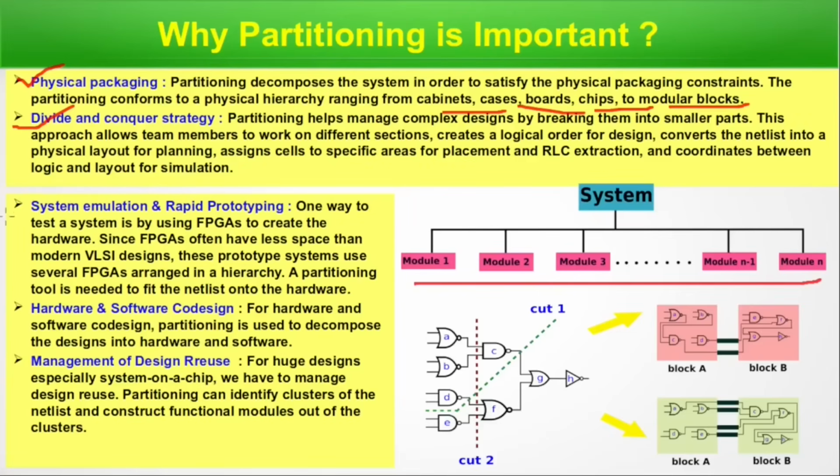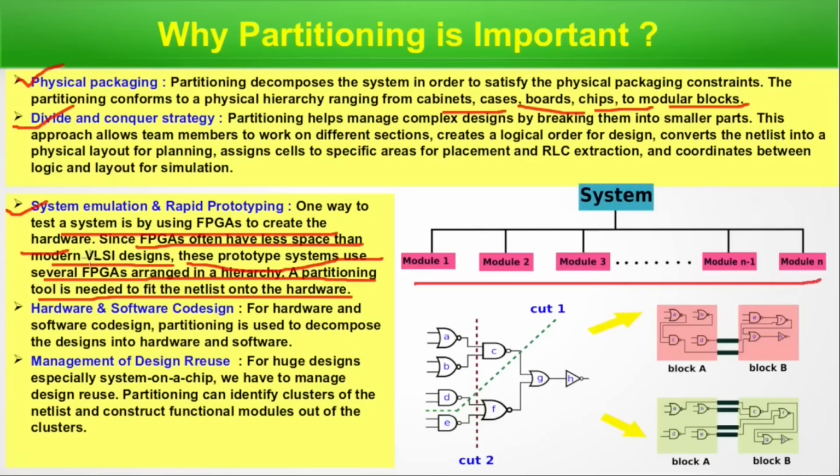Now, system emulation and rapid prototyping. One way to test a system is by using FPGAs to create the hardware. Since FPGAs often have less space than a modern VLSI design, this prototype system uses several FPGAs arranged in a hierarchy. A partitioning tool is needed to fit the netlist onto the hardware. By partitioning, we are reducing the whole system into smaller parts, and since FPGAs often have less space, hierarchically we can arrange FPGAs and fit the netlist into them. The partitioning tool can contribute here. It is needed to fit the netlist into the hardware.